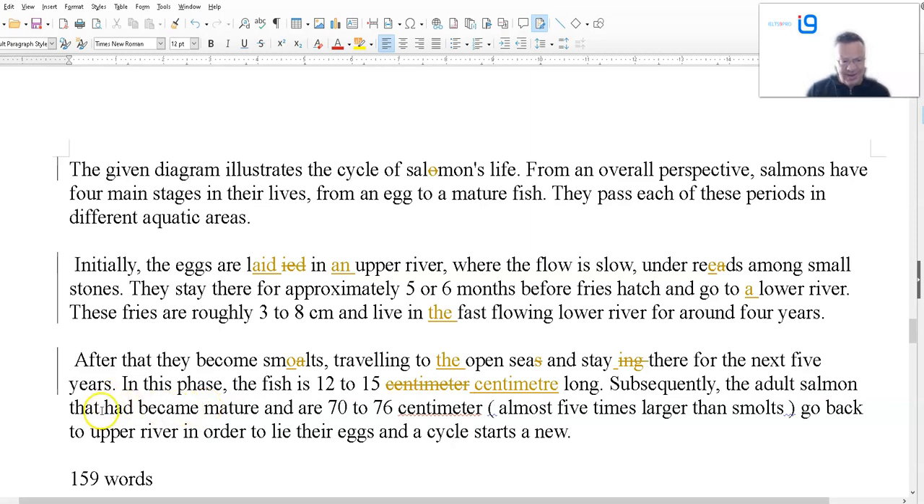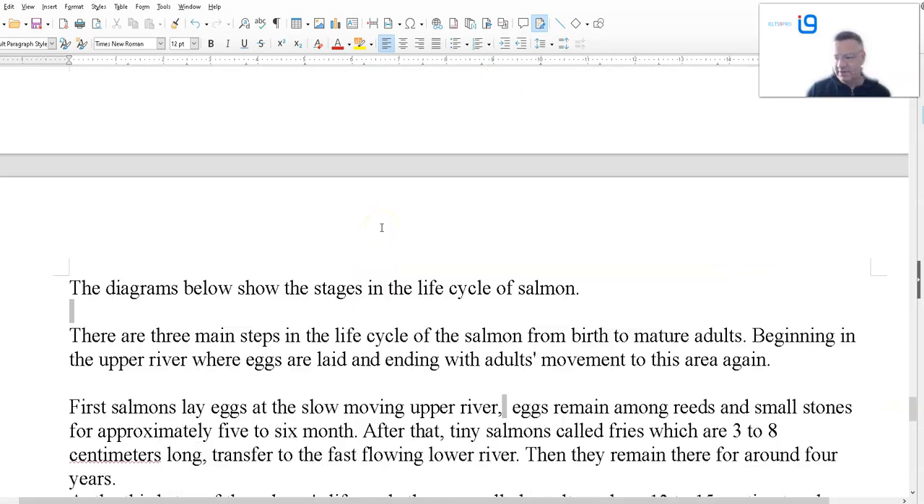Why is it that had? Isn't it have, but have? Become, or that simply became. We don't need past perfect. Had become, became, mature. Go back to the upper river in order to lay the eggs, and the cycle starts anew. Okay, so not too bad, but still a few things that need changing there. Okay, I think this is the final one.